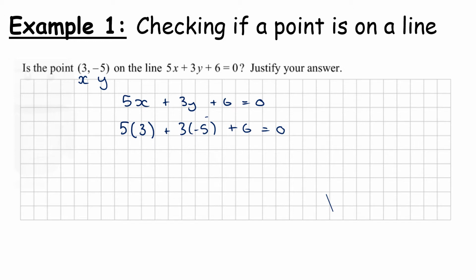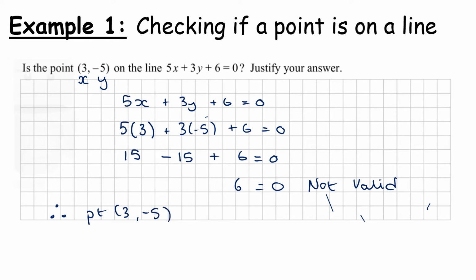What we're trying to do is to see, does this work? Because if that point is on the line, this equation should be valid, i.e. the left-hand side should equal the right-hand side. If it does not, then that point is not on the line. So let's see what happens. We get 15 minus 15 plus 6 equals 0. So we get 6 equals 0. Because that's not valid, we are hopefully all okay with the fact that 6 does not equal 0. We will therefore say the point 3, minus 5 is not on the line.